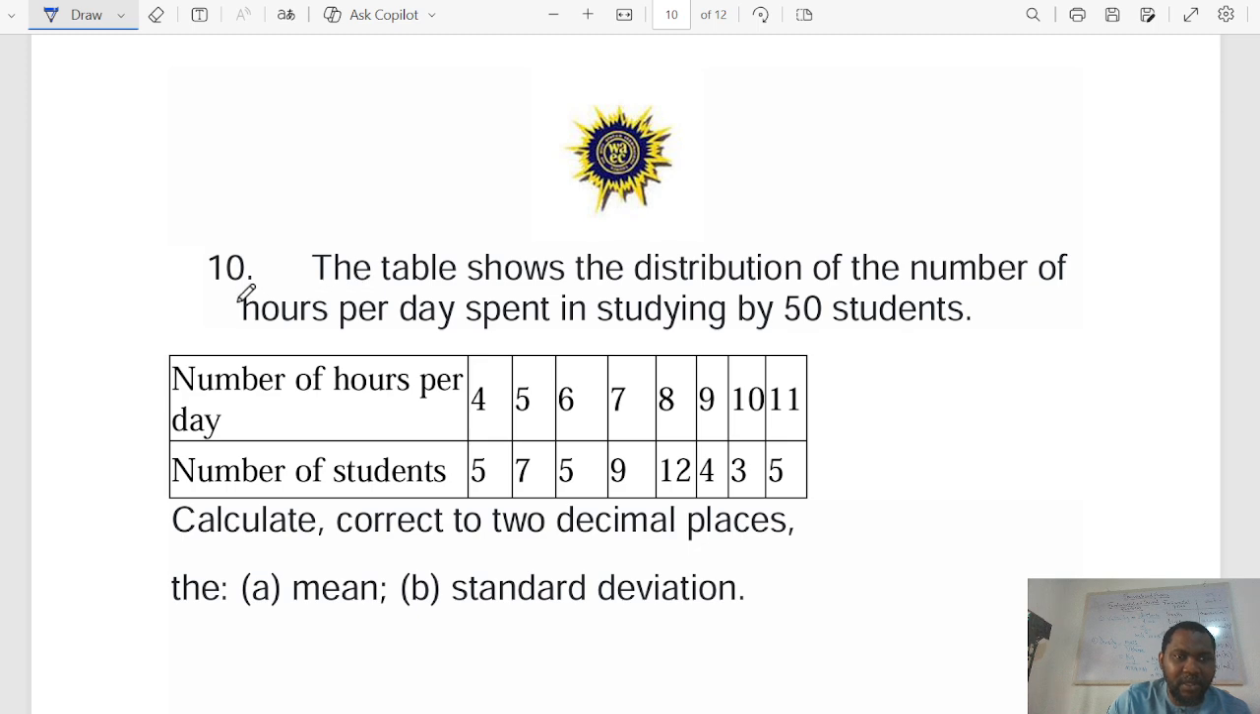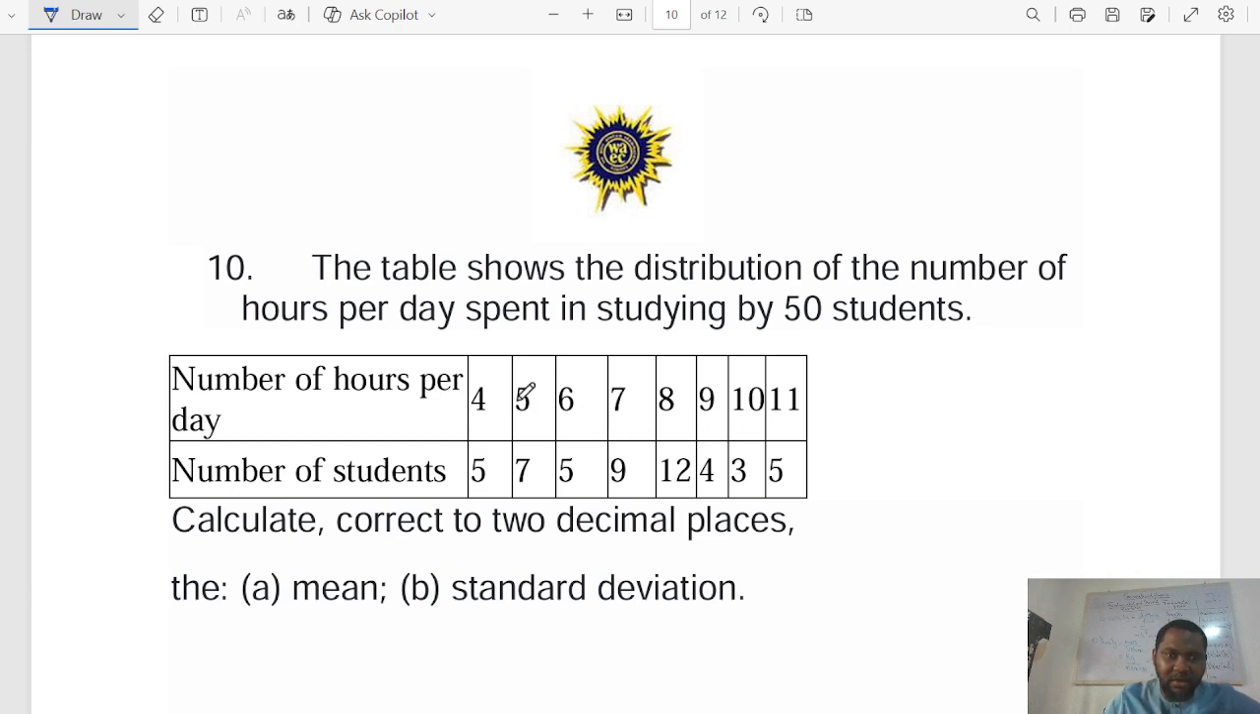It says the table shows the distribution of the number of hours per day spent in studying by 50 students. So we have the number of hours per day and we have the number of students. This number of students study 4 hours, this number of students study 5 hours, and so on, right? So calculate, correct to two decimal places, the mean and the standard deviation. We have a total of 50 students.